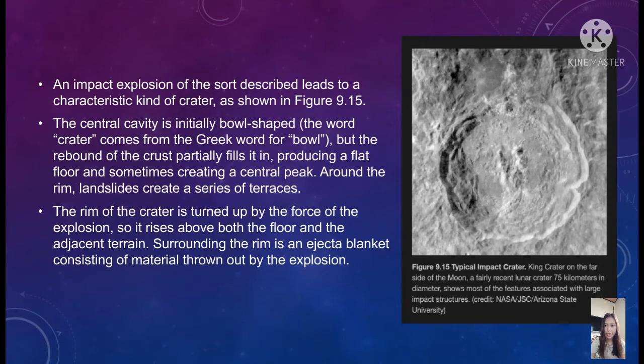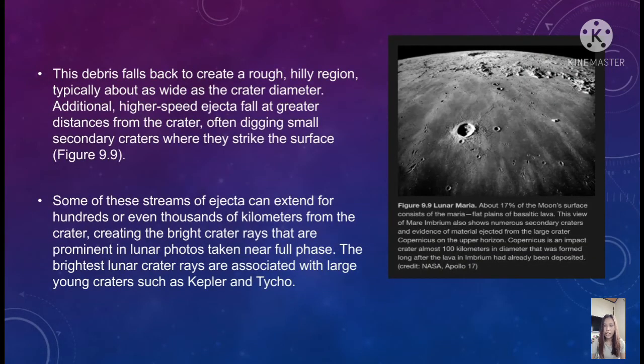The rim of the crater is turned up by the force of the explosion, so it rises above both the floor and the adjacent terrain. Surrounding the rim is an ejecta blanket consisting of material thrown out by the explosion. This debris falls back to create a rough, hilly region typically about as wide as the crater diameter. Additional, higher speed ejecta fall at greater distances from the crater, often digging small secondary craters where they strike the surface, as shown in figure 9.9.